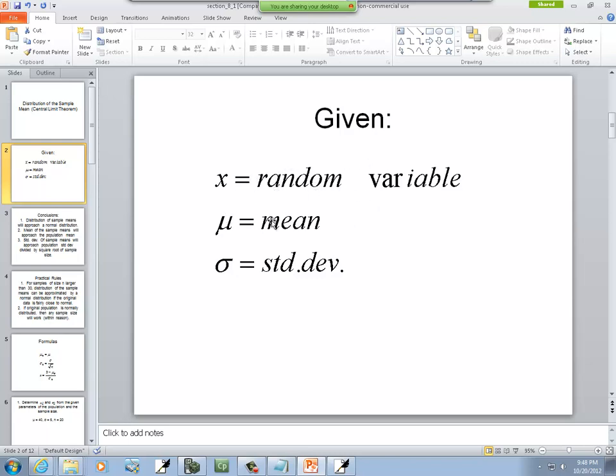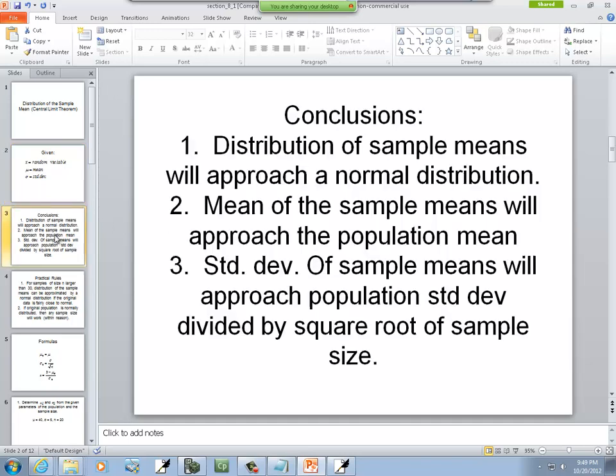X equals a random variable, mu is equal to mean, sigma is equal to standard deviation. Now, the distribution of the sample means will approach a normal distribution. The mean of the sample means will approach the population mean, and the standard deviation of the sample means will approach the population standard deviation divided by the square root of the sample size.